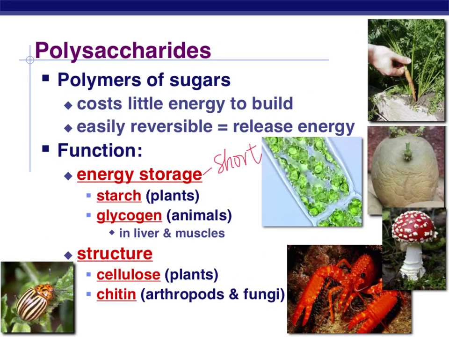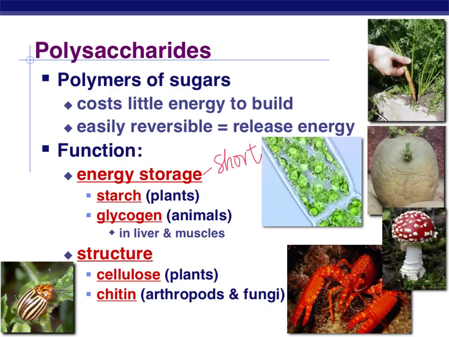And there are some very classic examples of polysaccharides in animals and plants. So in plants, you should be thinking of starch. That's our classic example of a polysaccharide. The animal version is something called glycogen, and it's found in two main locations. It's found specifically in your liver, because that's where it's made, and it's also found in your muscles. So that's in terms of energy storage function.